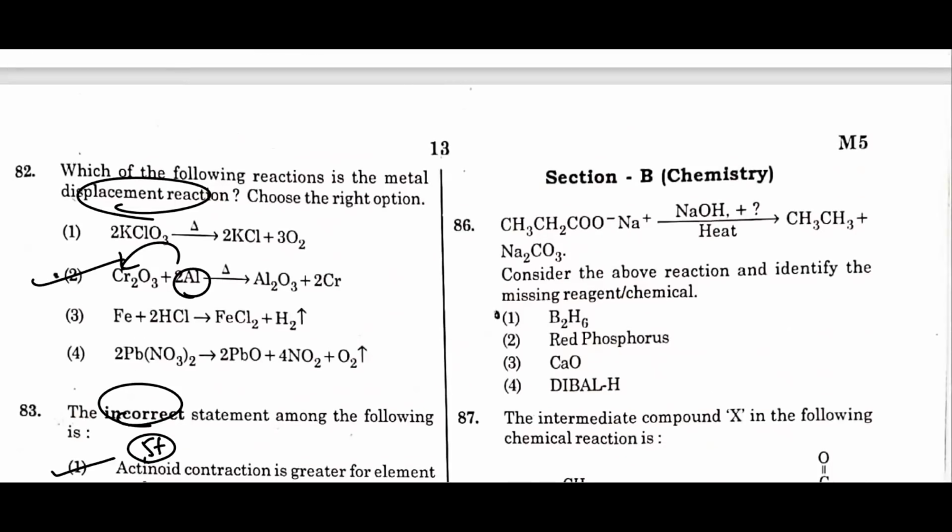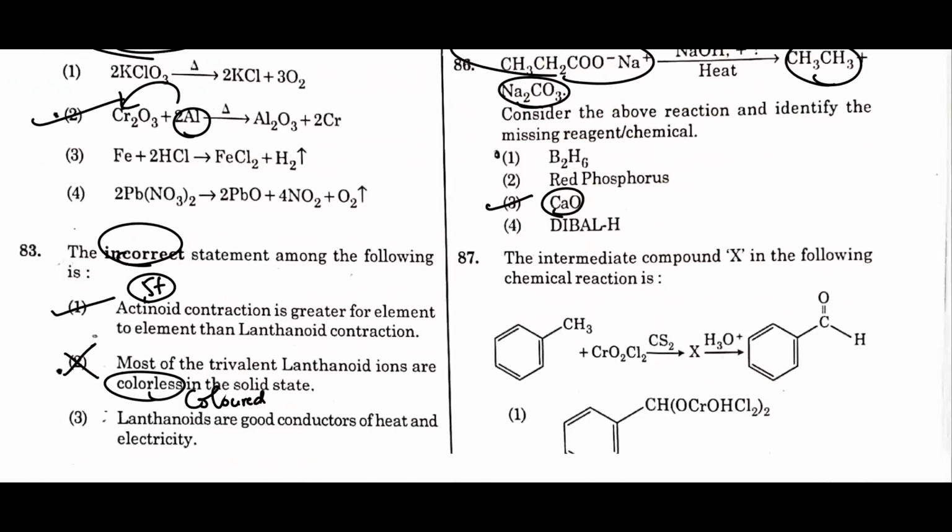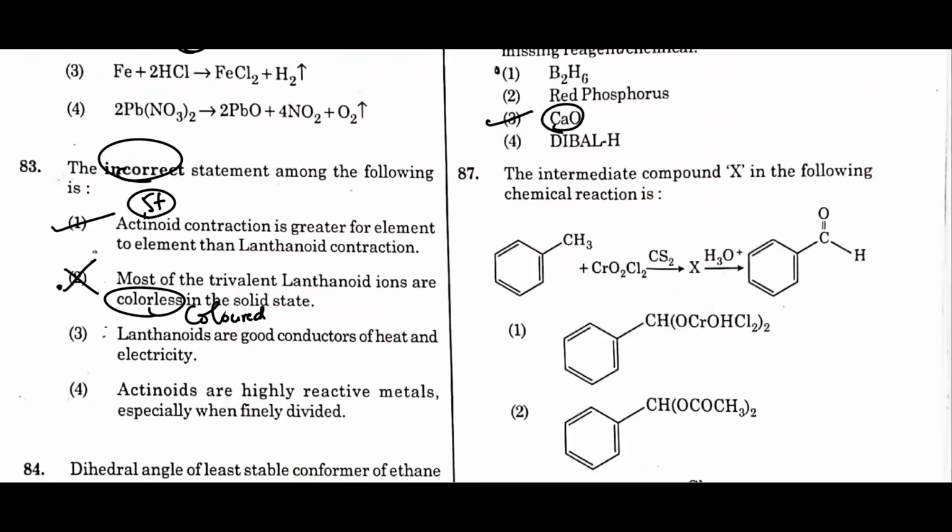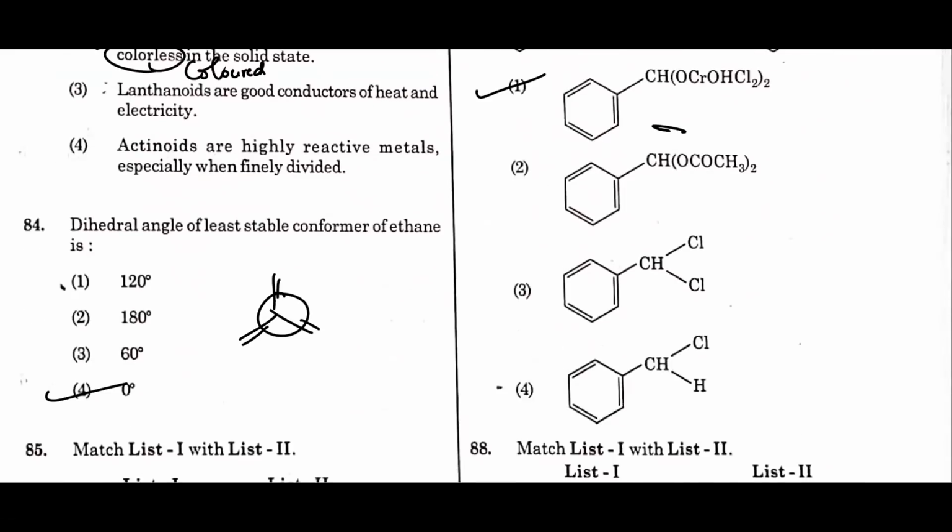Question number 86. This is sodium acetate. Upon heating, you are getting alkane and Na2CO3, meaning you're removing CO2. You are doing a decarboxylation reaction, so soda lime is required, that is NaOH plus CaO as a reagent. Here CaO is missing. The intermediate compound X in the following reaction: this is an Étard reaction, you are treating with chromyl chloride. So you will be getting this group introduced between 2 hydrogens. So option 1 is your answer.